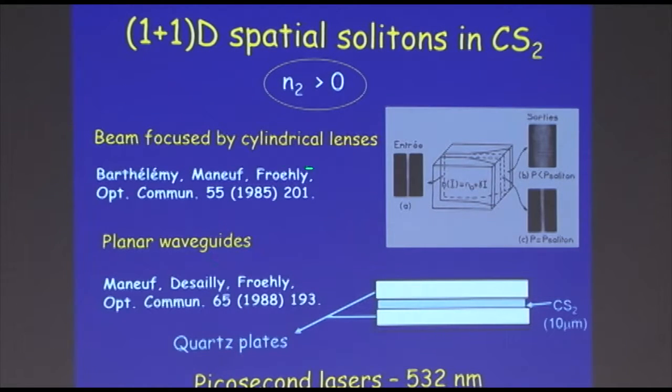This French group did the following experiment. They took CS2, which is a nonlinear liquid, and made a beam with this profile here, just like a rod, with a cylindrical lens, and propagated it in the liquid. So by changing the power of the incident beam, they went from this profile to this one here. So it means that for low power, the beam spreads when it passes through the liquid. But for some particular power, you get exactly the shape that you have in there.